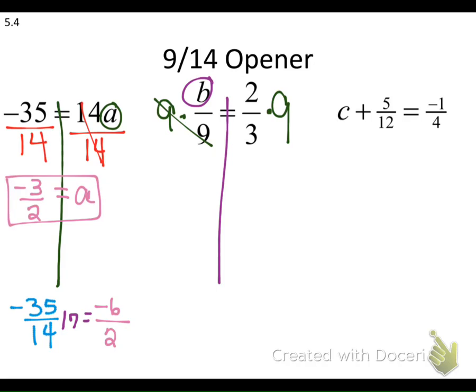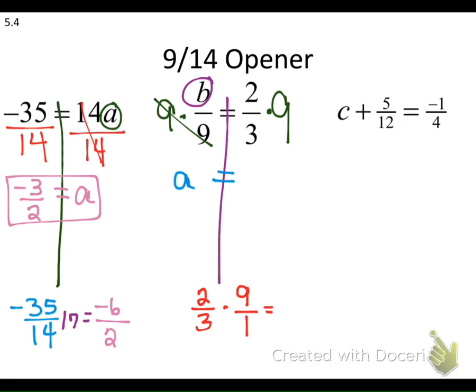Now, what I'm going to show in the bottom in the red, you guys don't have to show. Your calculators will do this work for you, but I like to work everything out longhand. So we're going to take 2/3 times 9. Now I have a whole number here. In order to make a whole number a fraction, we're going to put a 1 under it.